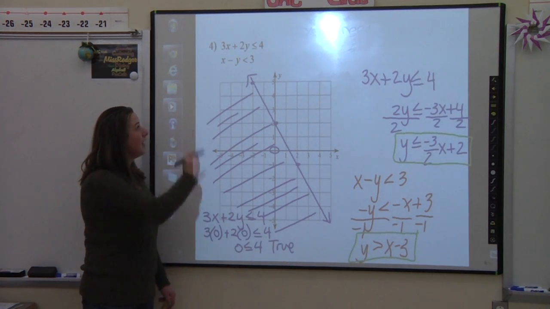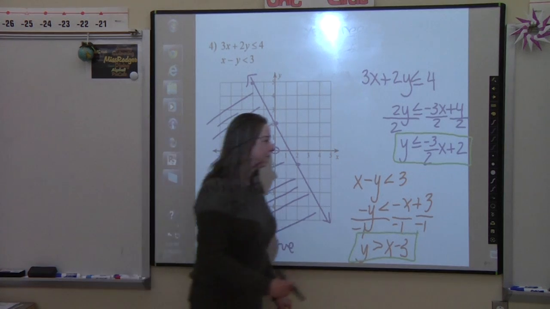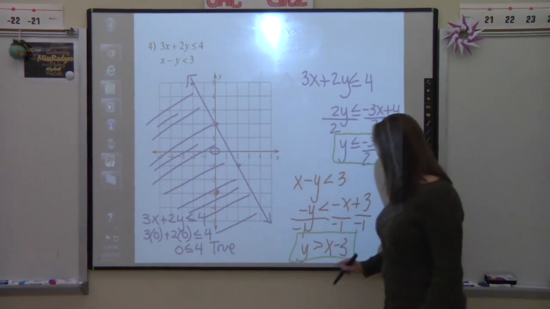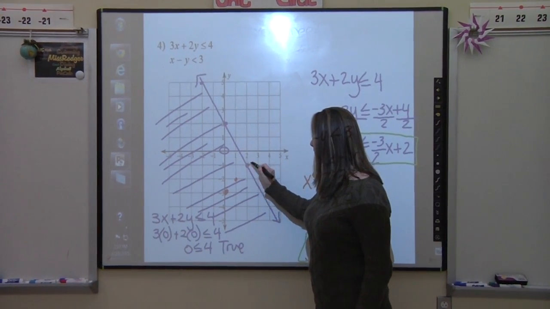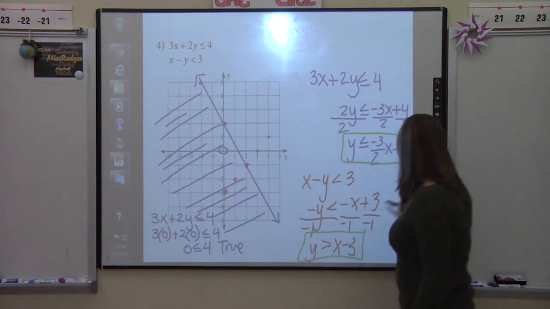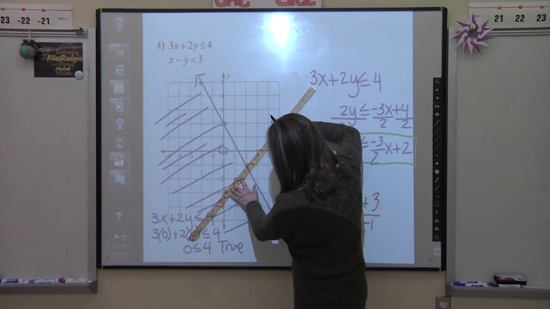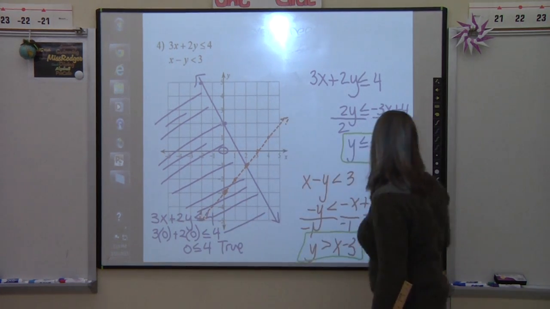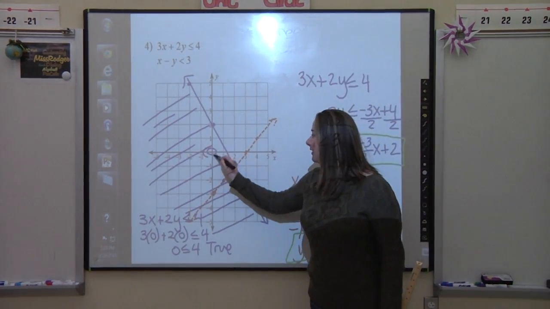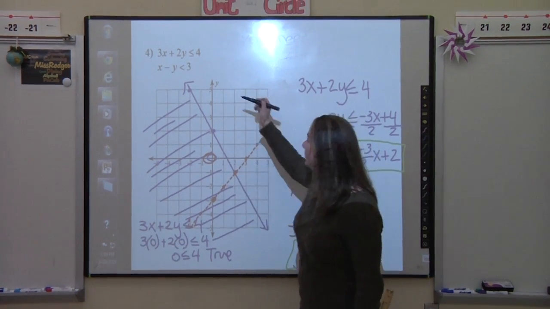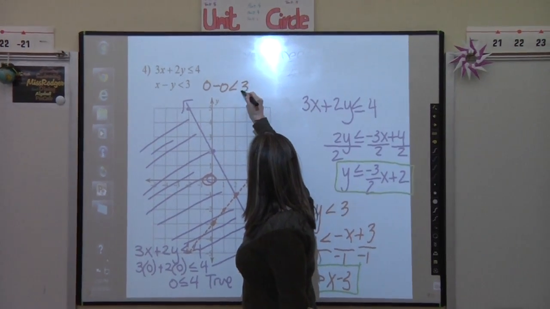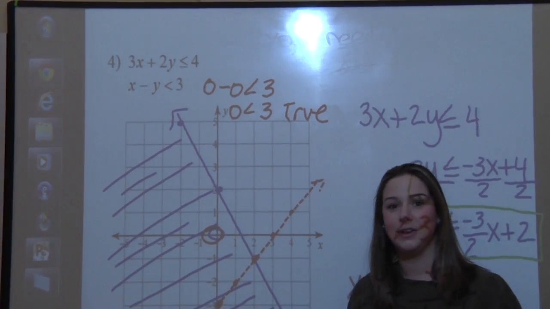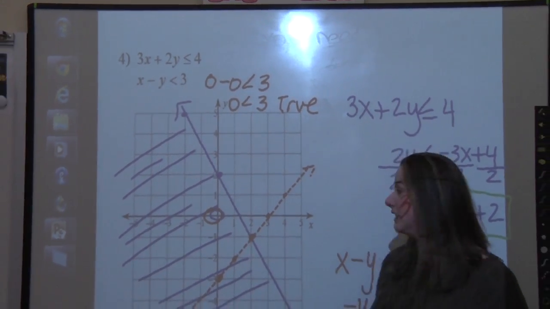Let's graph x minus y is less than 3. Y-intercept of -3 and a slope of 1. Let's test a point. Let's test 0, 0 again into the original. When we test 0, 0 in, we get 0 is less than 3. This is a true statement.